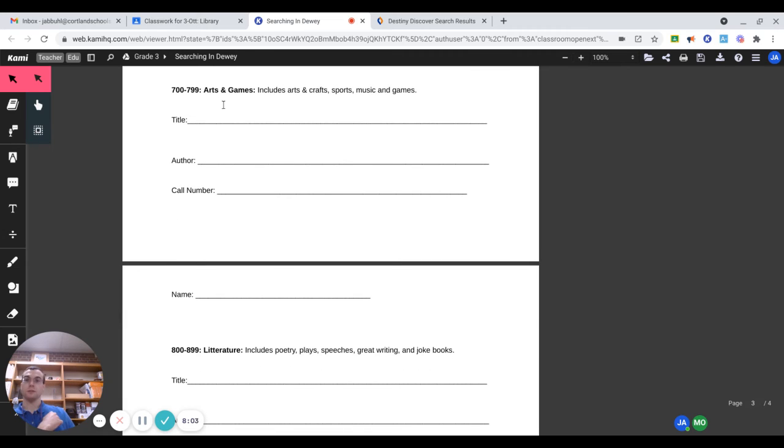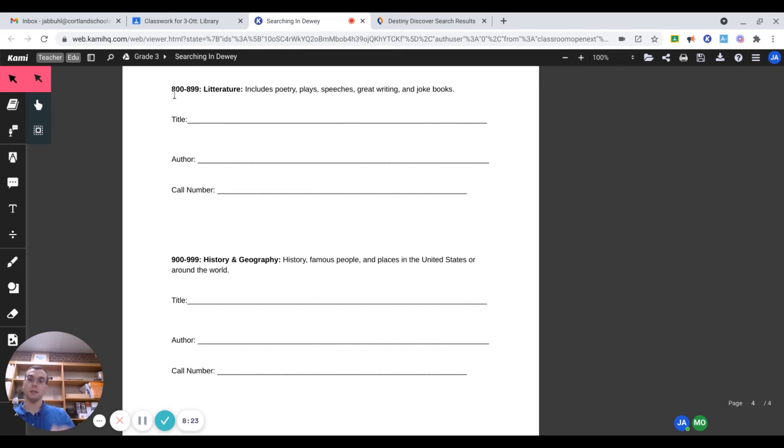Next is 700. So this is arts and games. So this is things we do for fun. So this includes things such as arts, crafts, sports, music, and games or video games. You can try searching up things like those to see if you can find a book with a call number that starts with the number 7.